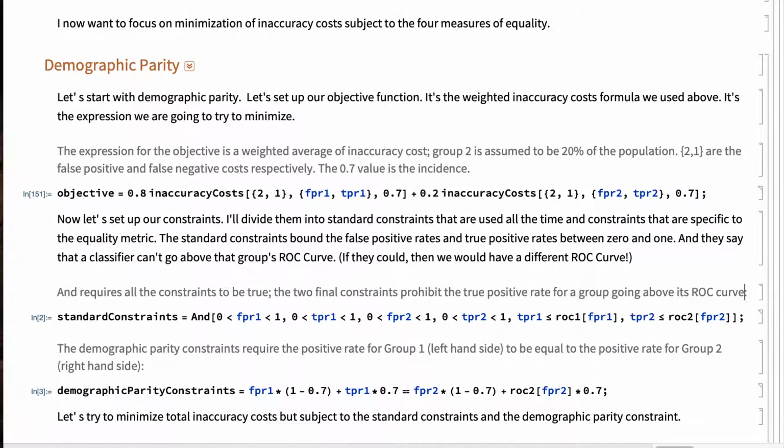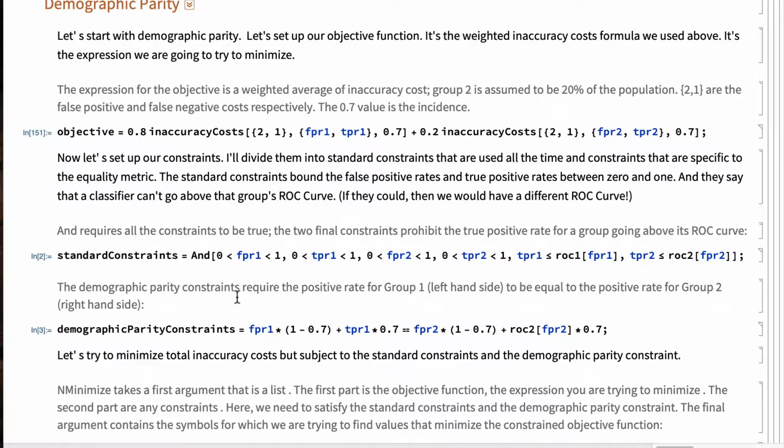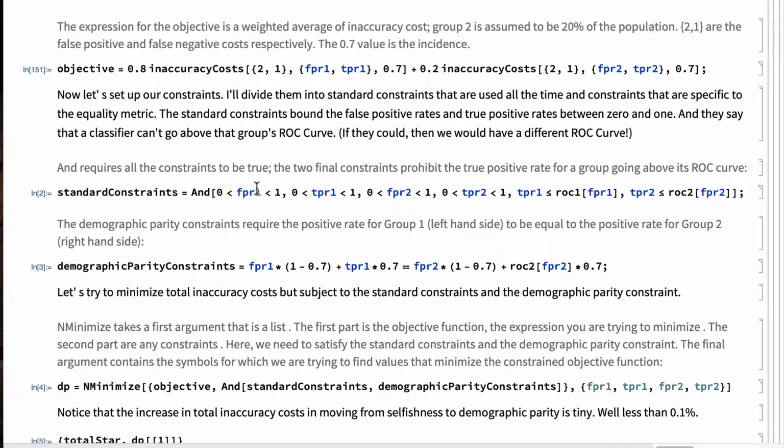We have some standard constraints. We're going to be using these every time. So what are they? Well, the false positive rates and the true positive rates for both groups have to be between 0 and 1. Group 1 can't get above its ROC curve, and group 2 can't get above its ROC curve. Okay, so those are the standard constraints.